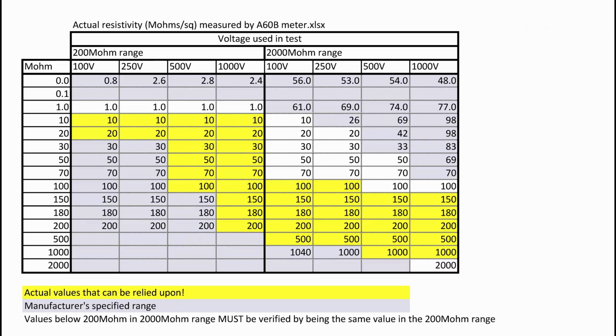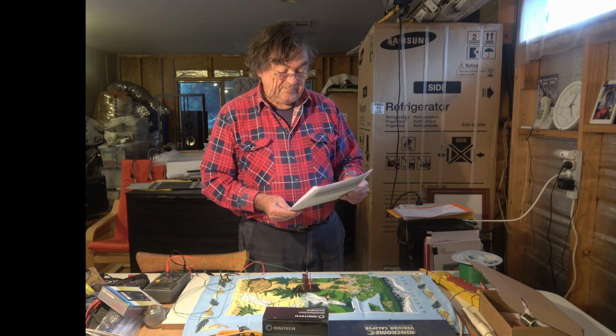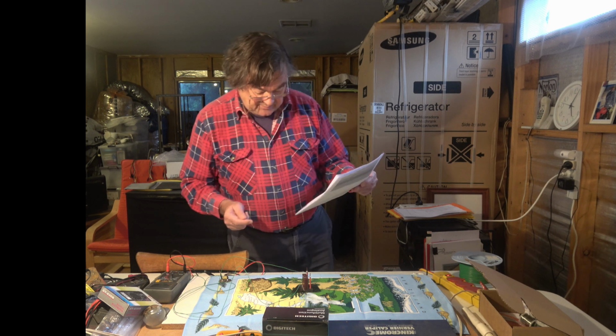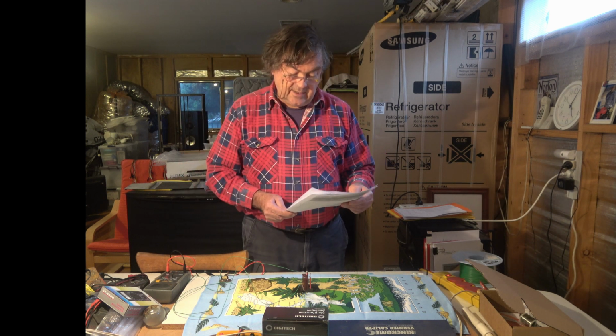But in a nutshell, everything up to 100 megohm is okay to use 200 megohm range at 1 kilovolt, and above 100 I use the 2000 megohm range, also at 1 kilovolt. Using those two ranges should be sufficient to keep things accurate, which is, thank goodness.